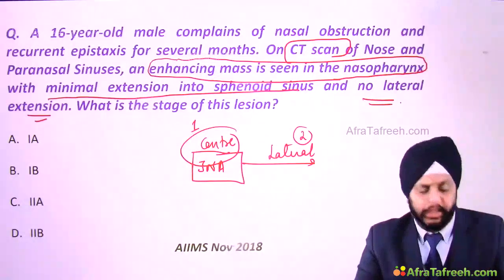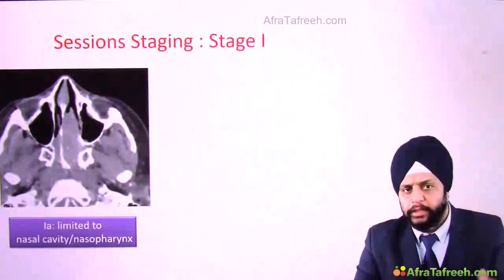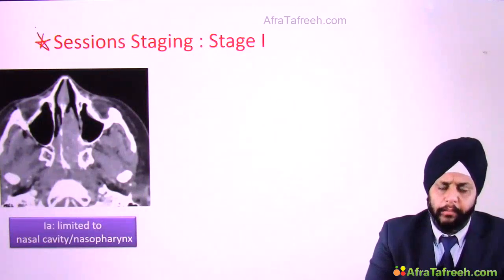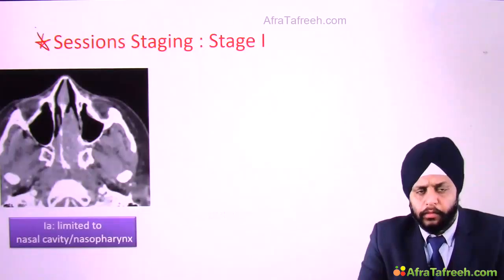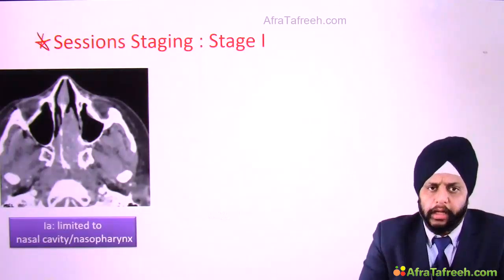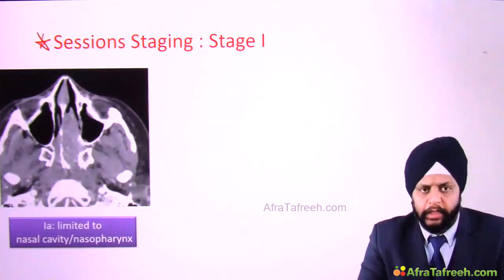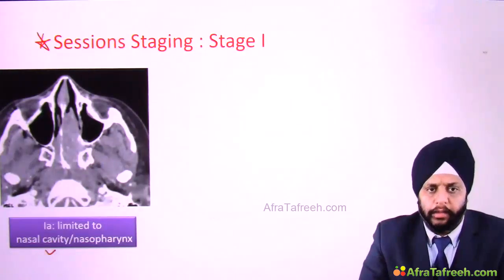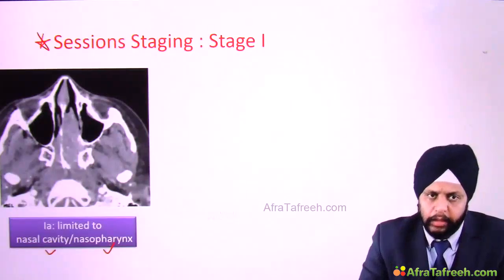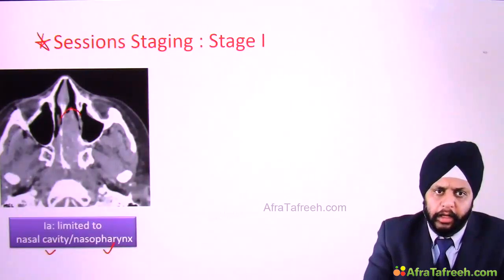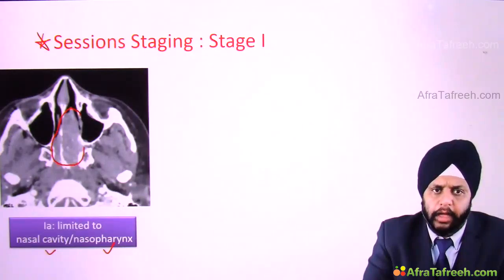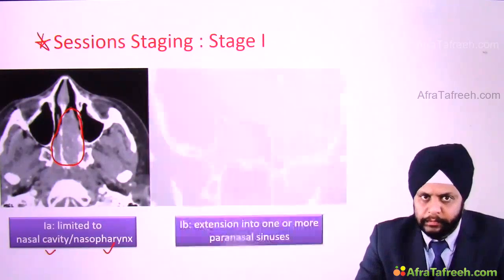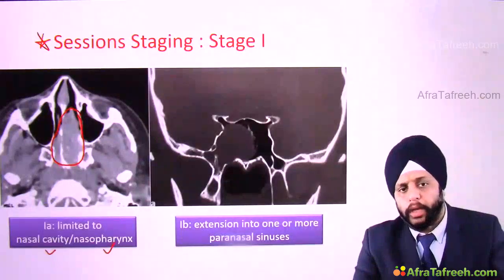Now let us look at the staging. There are multiple stagings. We are going to just remember 1 or 2. The most important that we are going to remember is the Session staging. So we are doing the Session staging for the JNA. Now stage 1. Stage 1, JNA is limited to nasal cavity and nasopharynx. So you see over here, this is the JNA. It is limited to nasal cavity and nasopharynx. That is your stage 1A JNA.